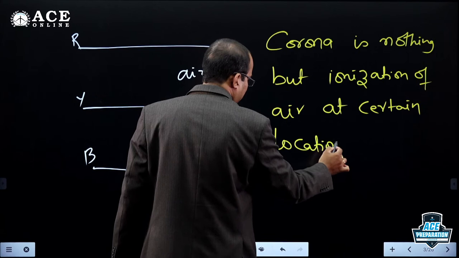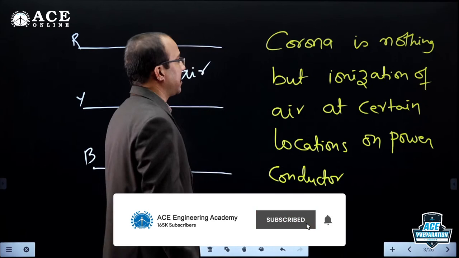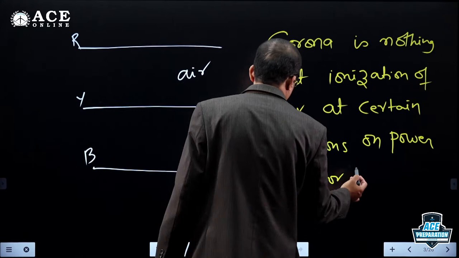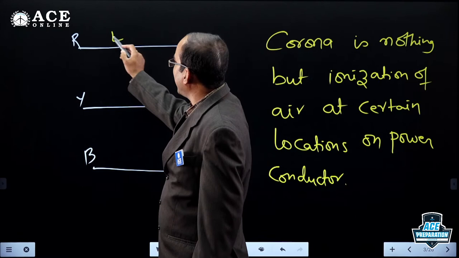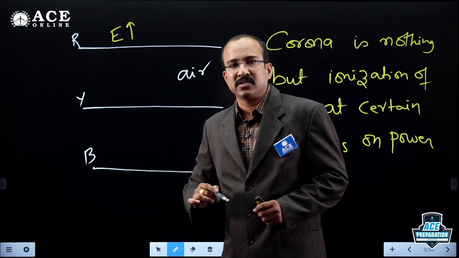on the power conductor. Ionization of air at certain locations on the power conductor is known as what? Corona. If the operating voltage is more, then the electric field intensity on the surface of the conductor is more. If this electric field intensity is more than the dielectric strength of air, then there is a chance of occurrence of corona. That is nothing but ionization.